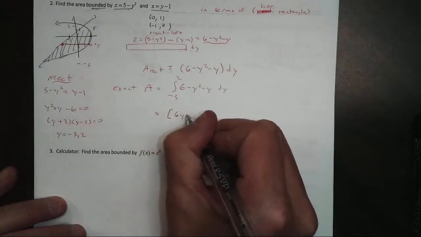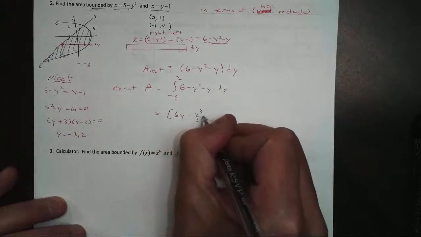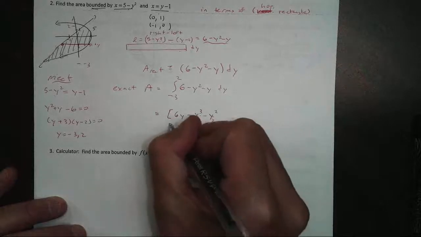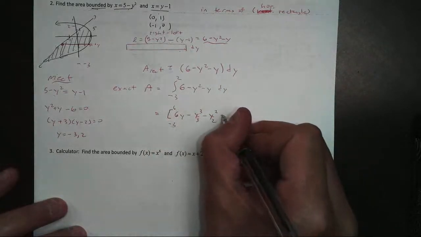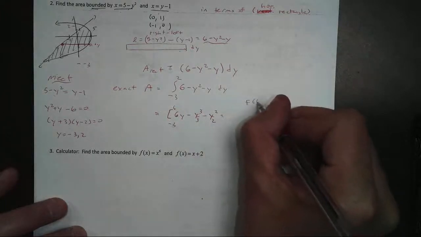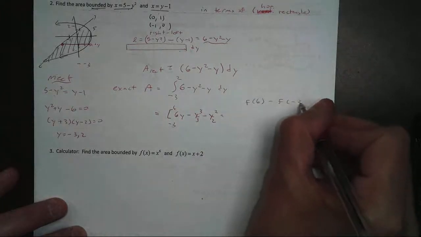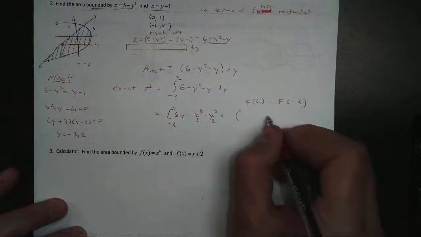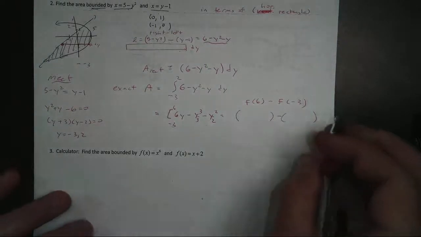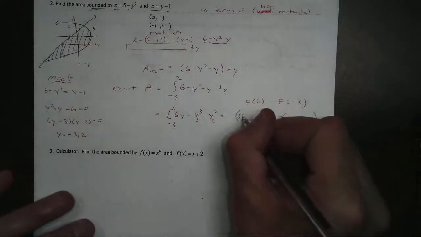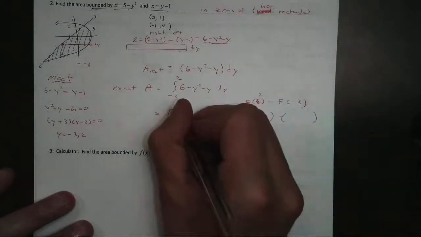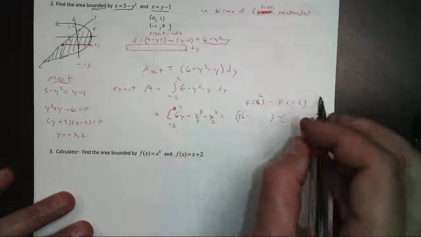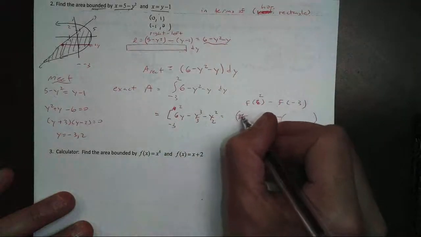This becomes 6y minus y cubed over 3 minus y squared over 2 from negative 3 to 2. And if you apply the FTC, f of 2 minus f of negative 3, we can get our exact answer. You don't need to simplify. This will be fine. Just go 36 minus, whoops, this should be a 2. Definitely not a 6. I don't know where we got the 6 from. There we go. Oh, wow, that makes it much nicer.